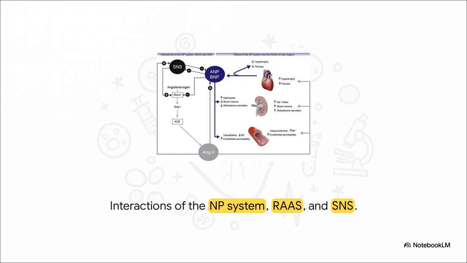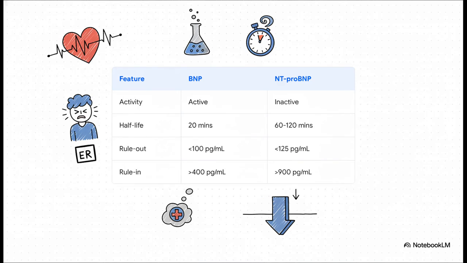BNP actively blocks and downregulates the RAS and sympathetic systems. It forces vasodilation, it suppresses renin and aldosterone, and it aggressively lowers both blood volume and pressure. In the lab, we're looking at either BNP or its inactive cleavage byproduct NT-proBNP.